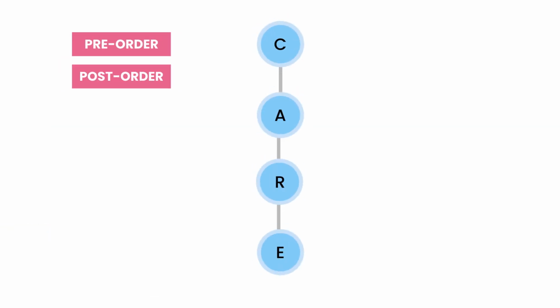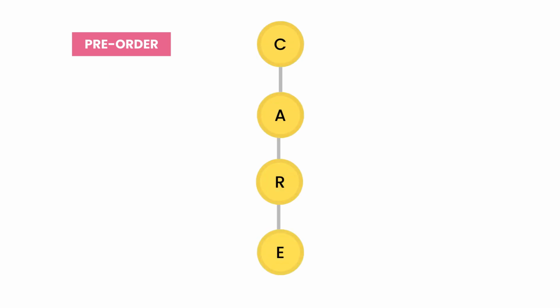Now let's talk about traversing tries. There are basically two ways to traverse a trie. We can do a pre-order traversal or a post-order traversal. With pre-order traversal, we visit each node first before we visit its children. With post-order traversal, we go deep in the trie, start from the leaf nodes, and then come back up.